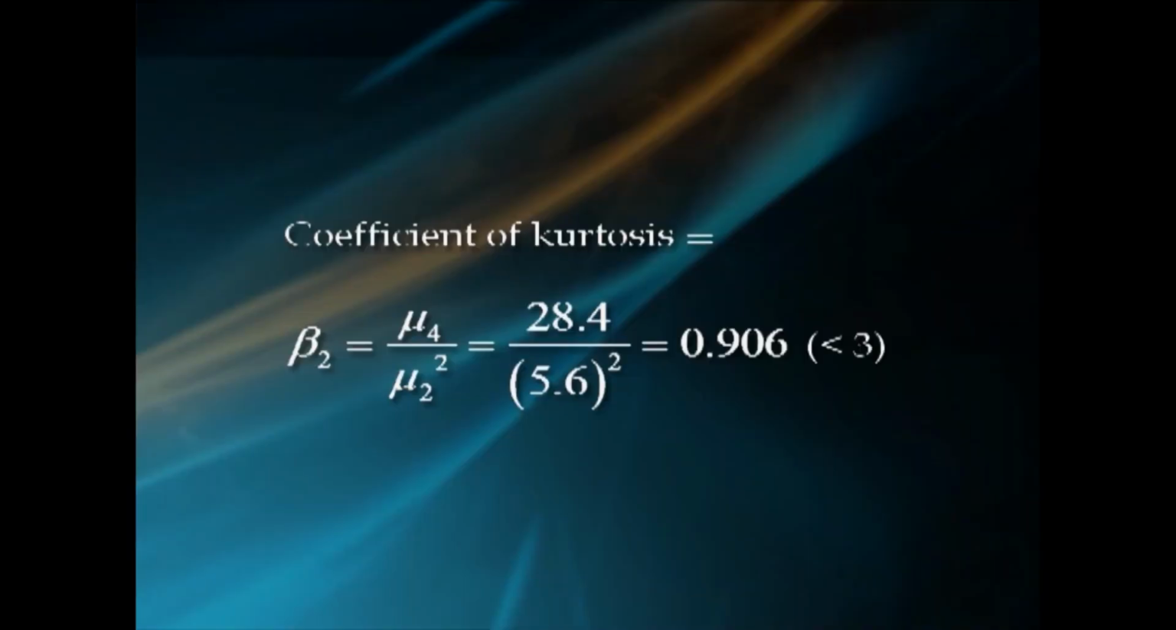Since beta 1 greater than 0 and the third central moment is positive in sign, the distribution is slightly positively skewed. Coefficient of kurtosis equal to beta 2, that is mu 4 by mu 2 square, that is equal to 28.4 by 5.6 square, that is 0.906, which is less than 3. Since beta 2 less than 3, the distribution is platykurtic.